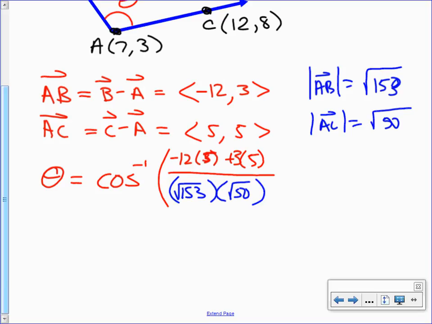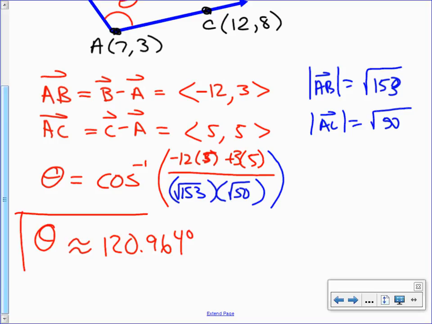And if you want to make it even more calculator ready, you can just simplify the top. So what's that? Negative 60 plus 15? So negative 45 over that. And the angle is 120.964 degrees. You get 153. Yeah, 153.